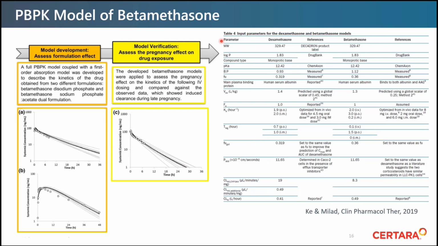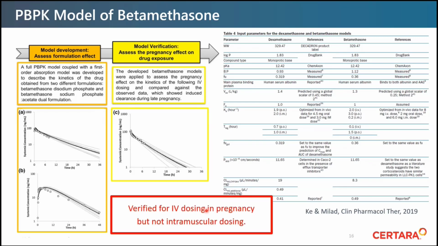They provide a nice table for their input parameters, which is recommended in many guidelines to help with reproducibility issues, so that you could just go in and take the parameter values you need from this table and enter them into software, in this case SimCyp, and reproduce the model. And so we took this model, we added in the information that they provided here, and we tried to recreate it, mainly because we found that they verified the model for IV dosing in pregnancy.